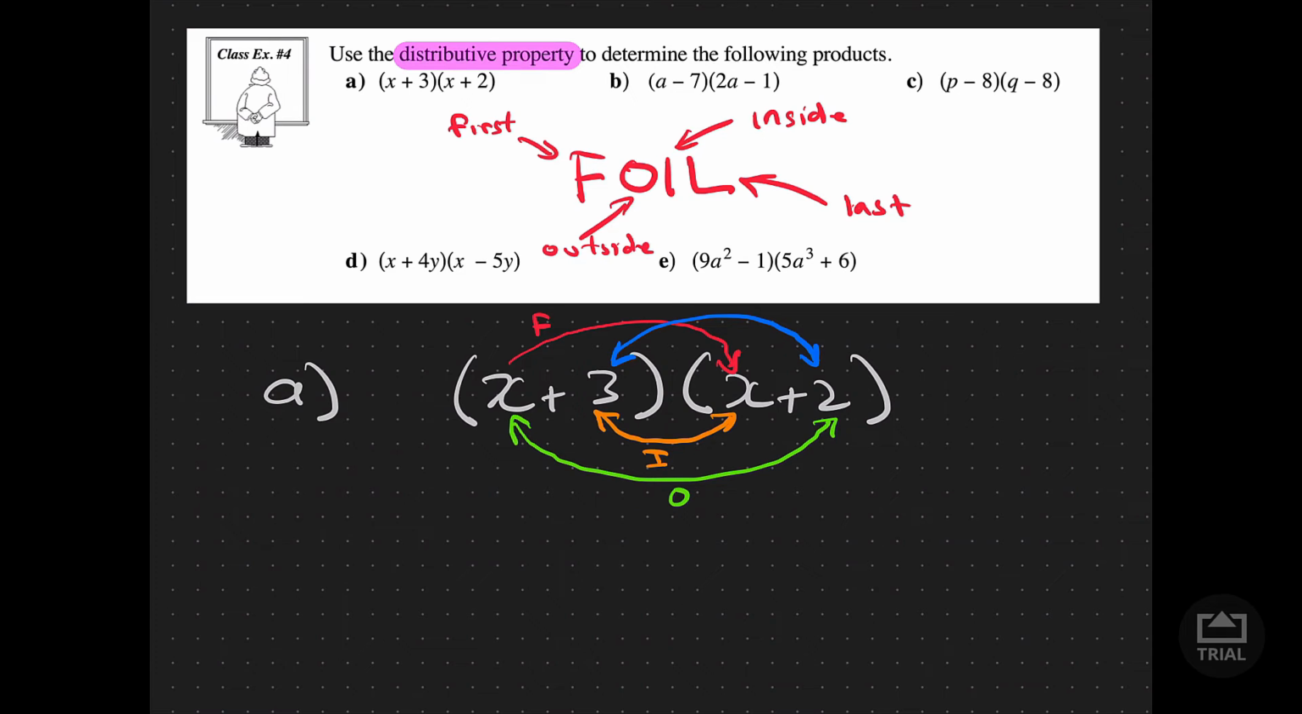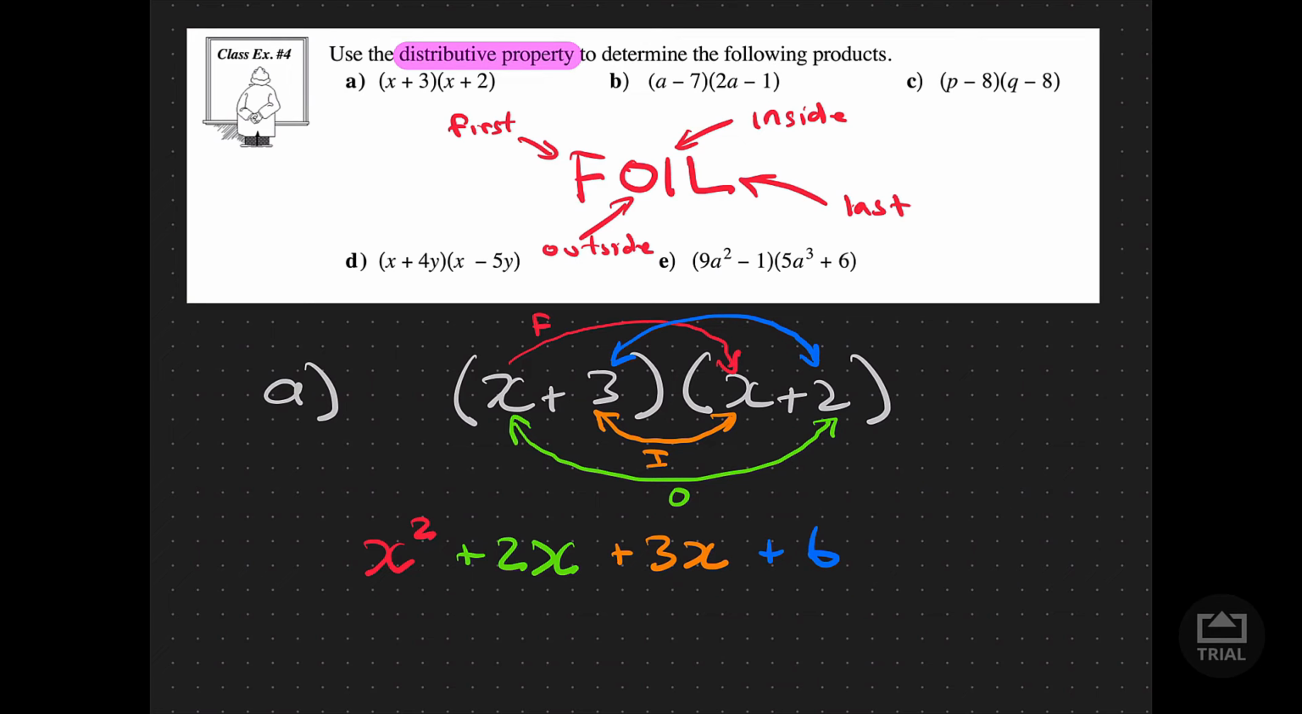So the F is x times x, which is x squared. Now we go to the O. The O is x times 2, which is a positive 2x. And now we want to go to our inside, and our inside is 3 times x, which is positive 3x. And finally, we want to go to our last, which is 3 times 2, which is positive 6.